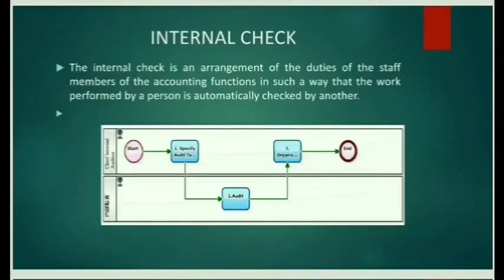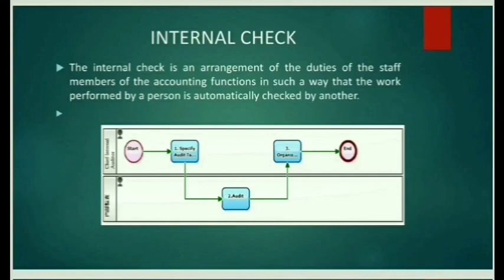One more important topic in this unit is internal check. We'll see what it is. It refers to allocation of duties to the employees in an organization in such a way that the work of one person is automatically and independently checked by another person. What is the objective of this system? The main aim of the system is to reduce errors and frauds, division of work, fixation of responsibility, moral pressure over staff, and reliability of records.